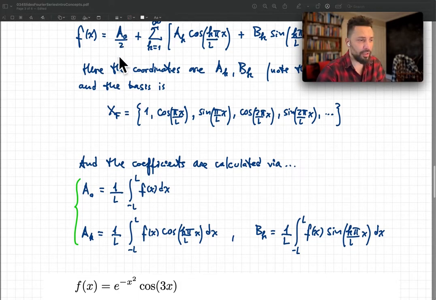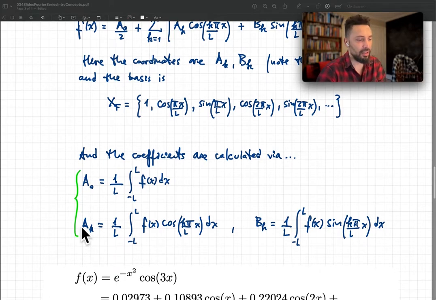And by the way, this 2 here is nothing other than convention, so that we can write this formula in this way, and the following formulas in a very similar way without any extra factors of 2 or anything. So ak then is 1 over L, and the integral between minus L and L, f of x, cosine of k pi x over L, and bk is similar but with the sine instead of the cosine.